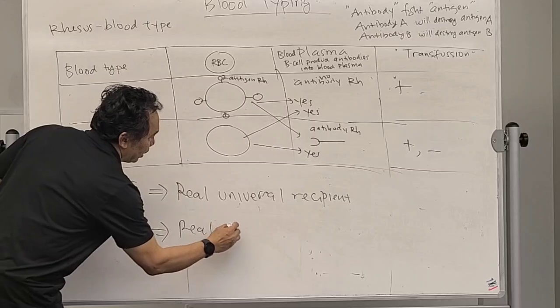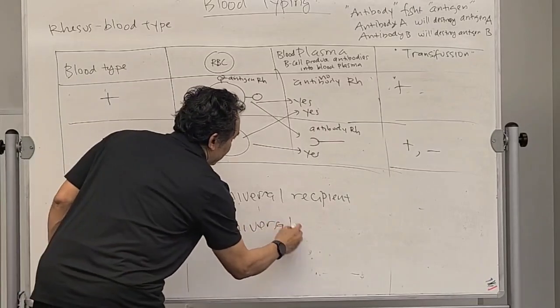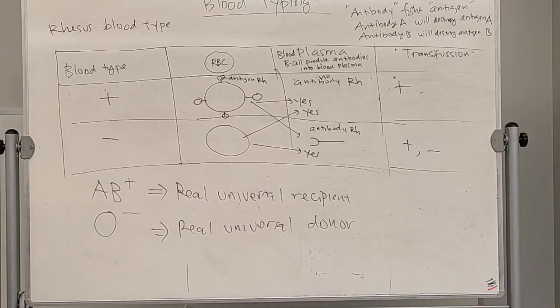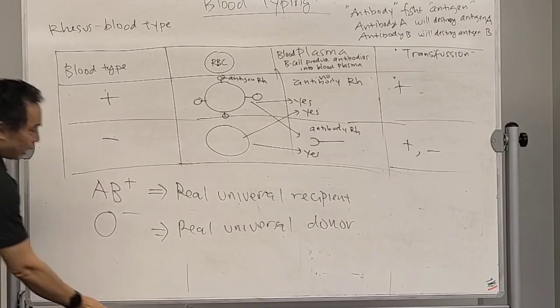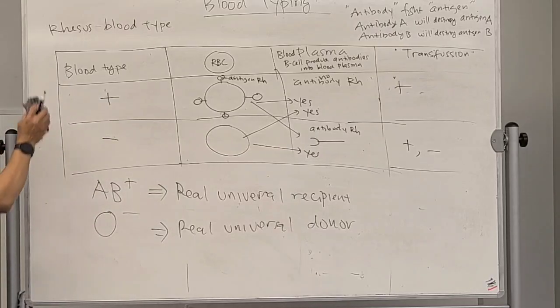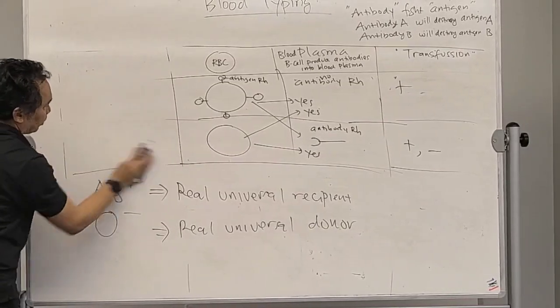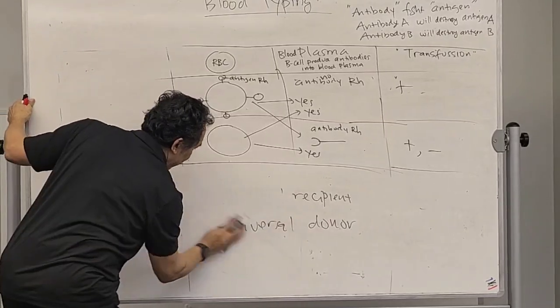Real universal donor. Okay? If you are O positive, you are still a donor with ABO, but it's not a donor for negative and positive. So O negative is the real one. Are you with me? Now, the last thing, it is happening actually with this rhesus blood type, positive negative blood type.